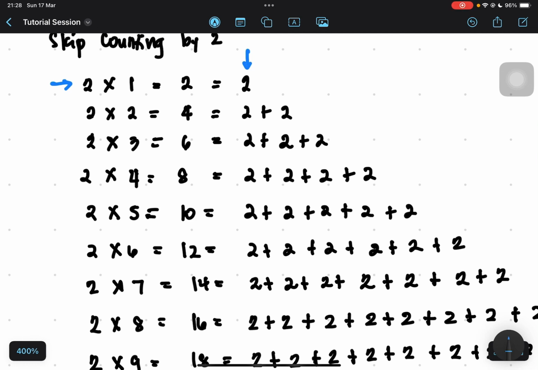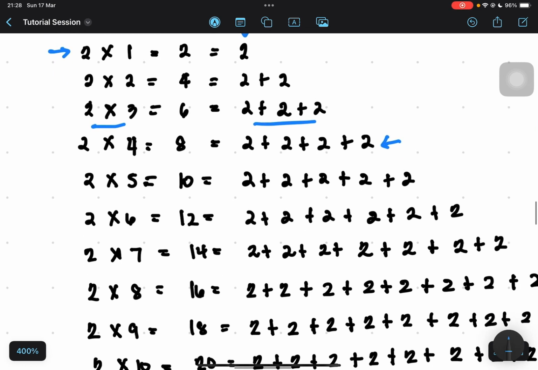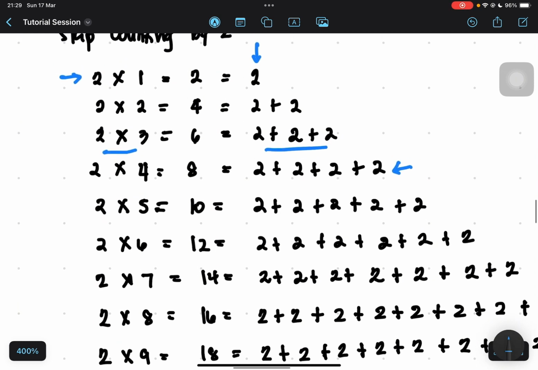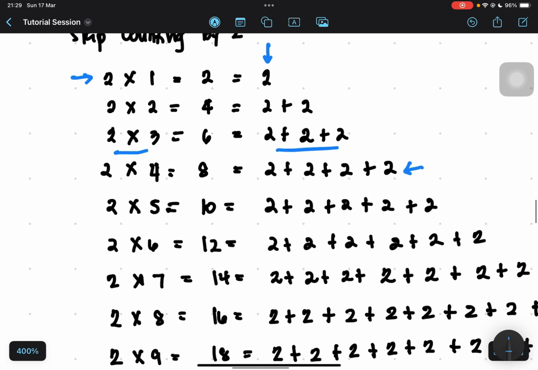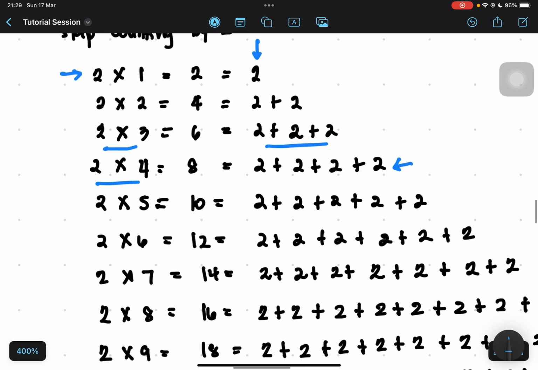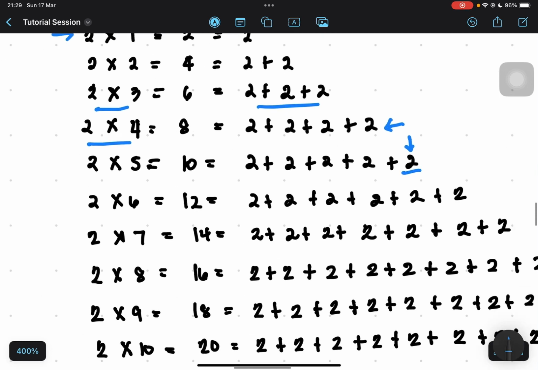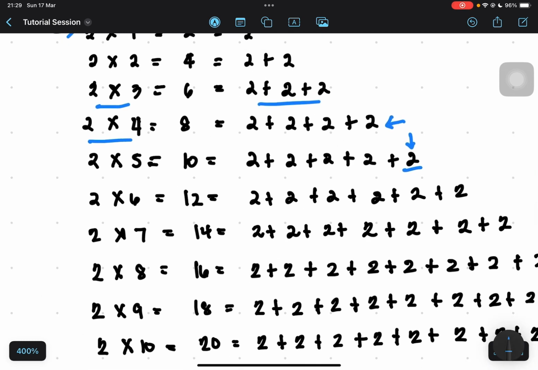Next, we add another 2 to make it 8. And there are four 2's, so the interpretation should be 2 multiplied by 4, or we add 2 by itself 4 times. Then we add another 2 and it makes 10. So that is 2 multiplied by 5 as a mathematical expression.